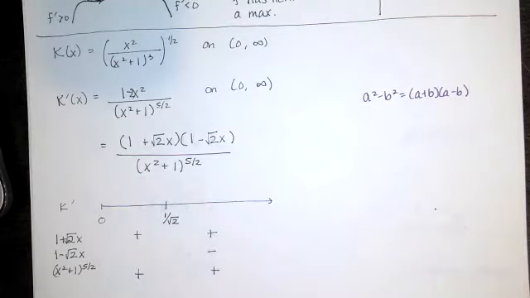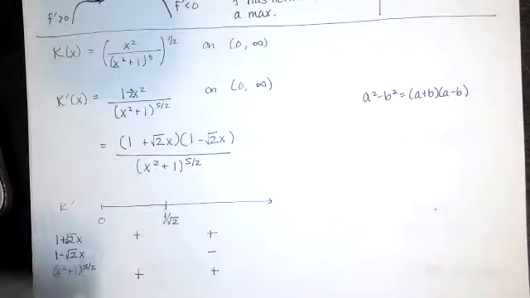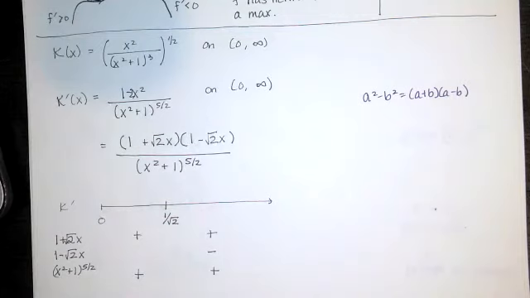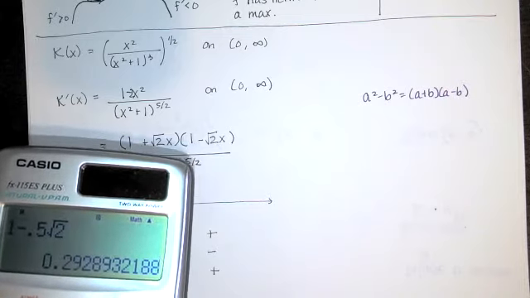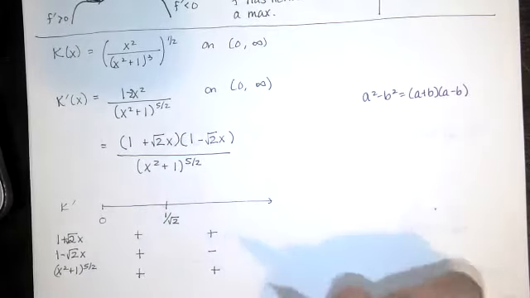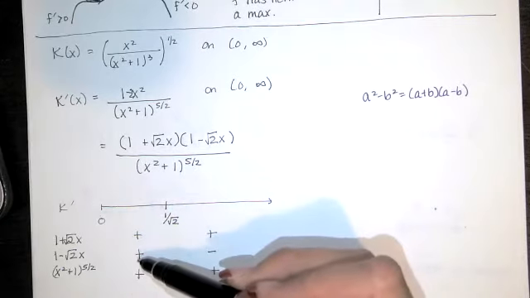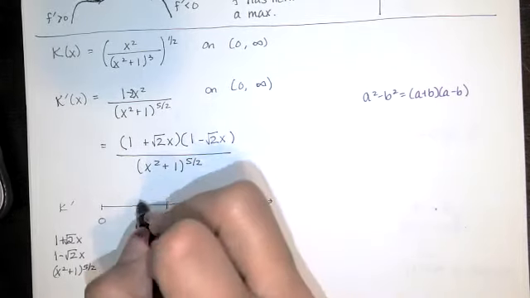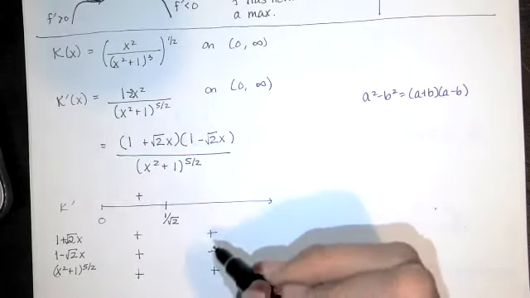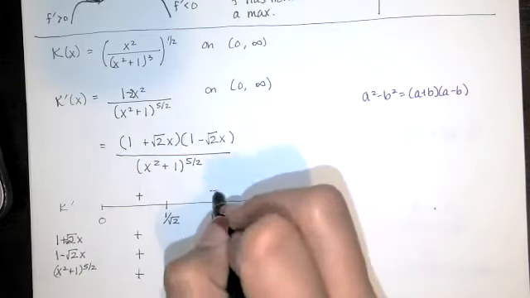And then over here, I want to choose something that is between 0 and 1 over square root of 2. 1 over square root of 2 is about 0.7. So let's just plug in x equals 1/2. So I have 1 minus square root of 2 times 1/2, and I get about 0.29, which is positive. So k prime is this positive times this positive divided by this positive number. Positive times a positive divided by a positive is positive on this interval, and it's a positive times a negative divided by a positive, which is negative.